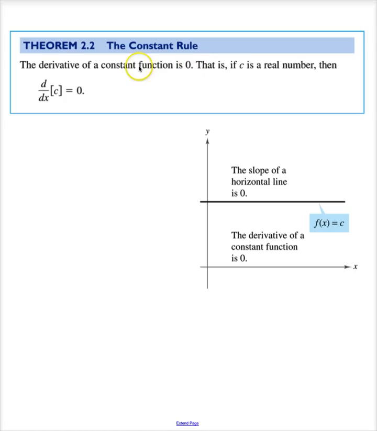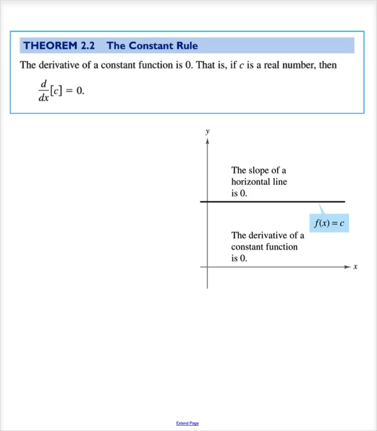Now, the constant rule says that the derivative of a constant function is 0. That is, for any real number, if I take the derivative of that constant, that derivative is 0, which basically just says the slope is 0.